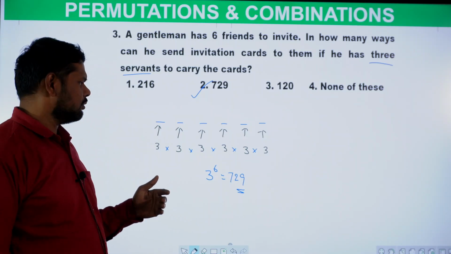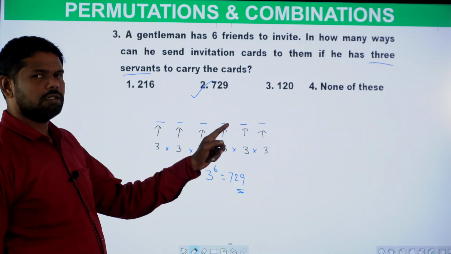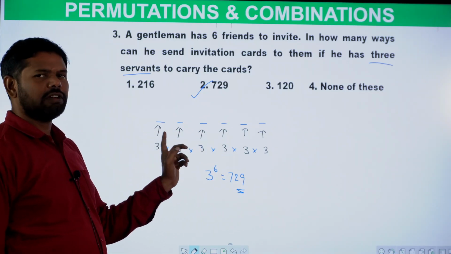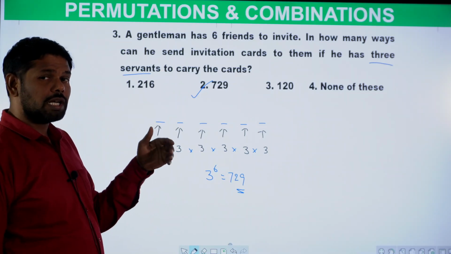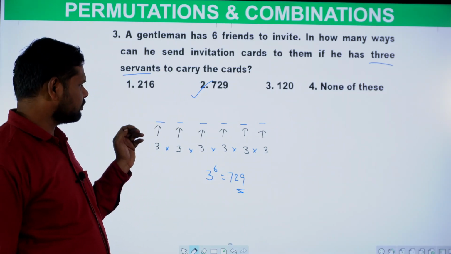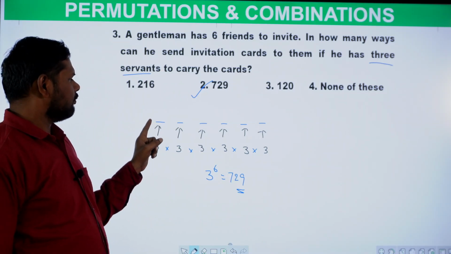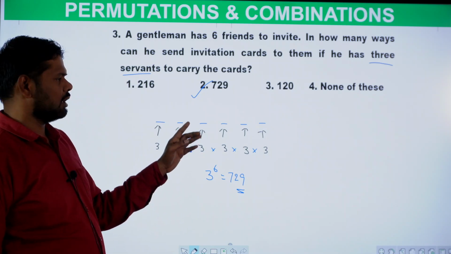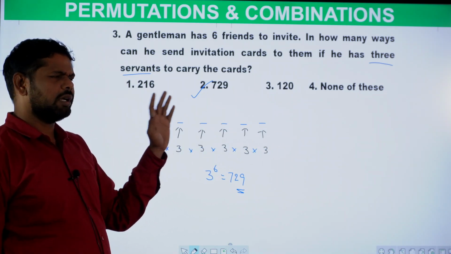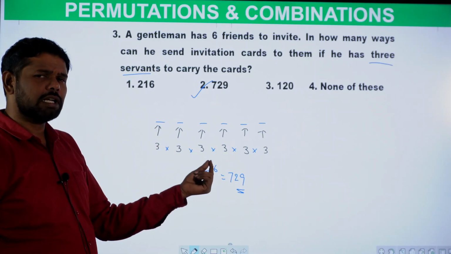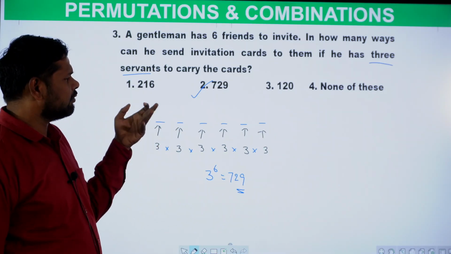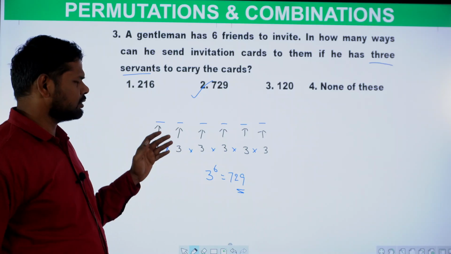Suppose only the first servant went to all, or the second servant went to all, or the third servant went to all. Those are different types of conditions. Suppose the first servant went to the first, second, and third persons, and the remaining three are different. So many possibilities are there. Like that we formed the total, and we get 729 ways we can invite them based on the different scenarios.